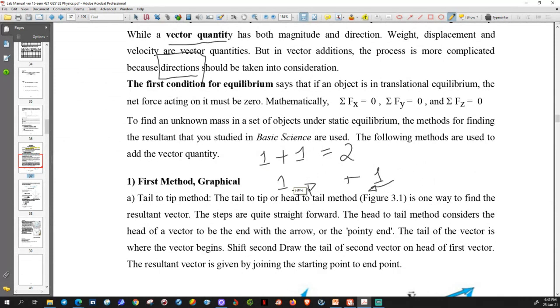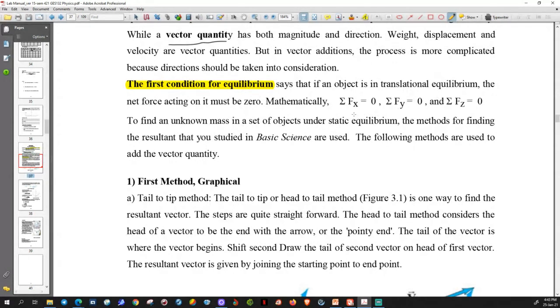Today, first we will have an object in static equilibrium, a system actually made up of 3 different objects, and then we are going to find the unknown mass using what we call the first condition of equilibrium. What's the first condition of equilibrium? Simple. If an object or a set of objects, that means a system, is in translational equilibrium, or simply mechanical equilibrium, the net force, the total force acting on it, must be 0.